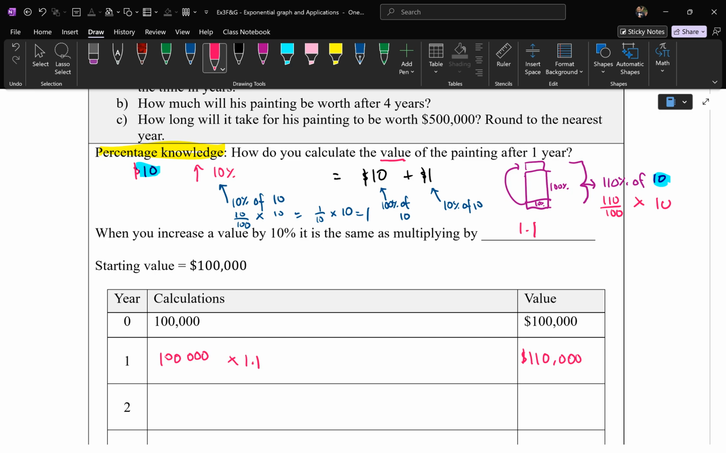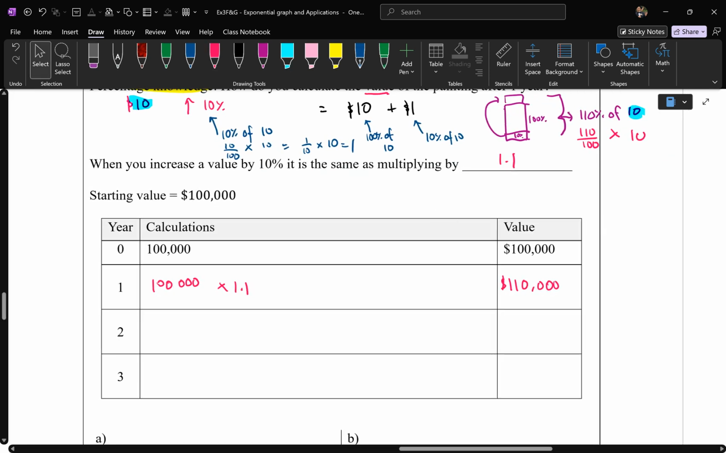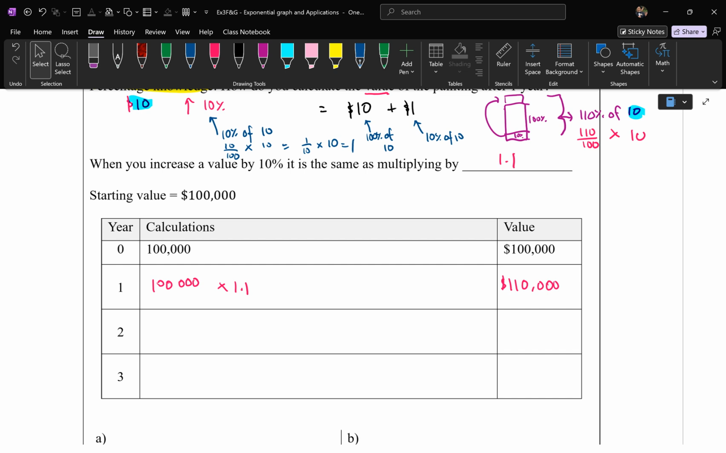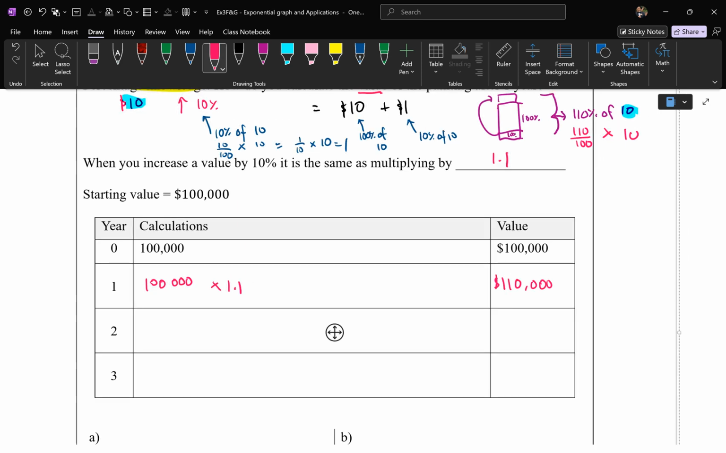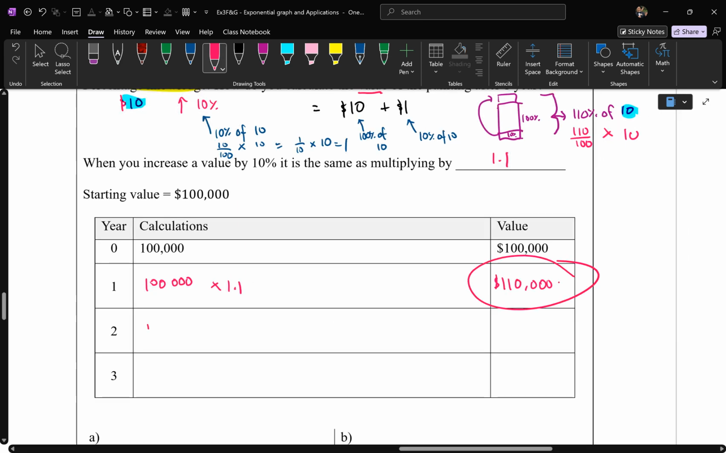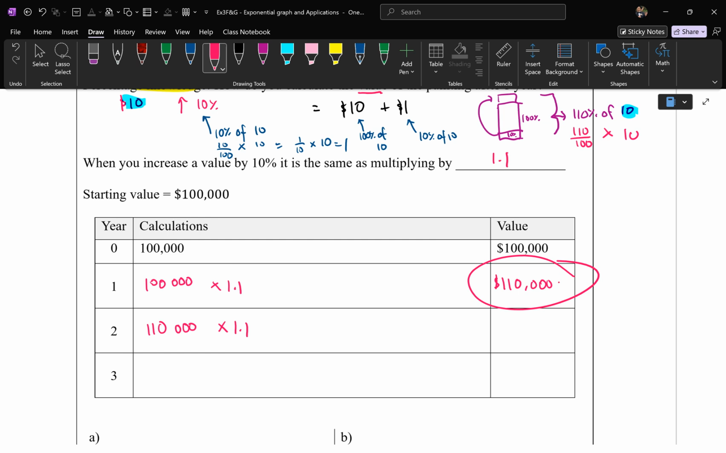Then in the second year, what would you be doing then? So after another 365 days, what would the value be? Because it increases by 10%. What would you do? Beautiful. So you would then say, whatever this amount is, you would say 110,000 times by 1.1. Agreed? Okay, so that's what you would have done.